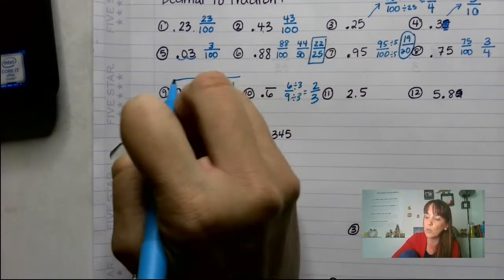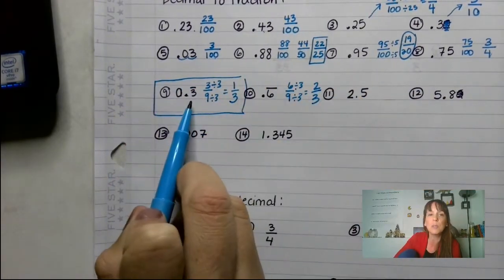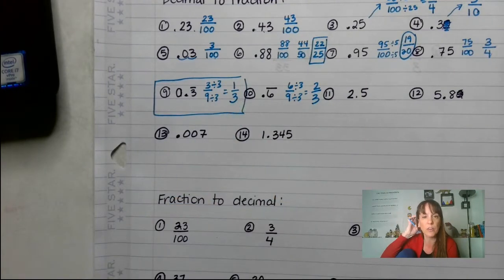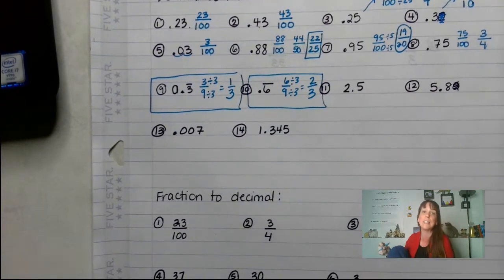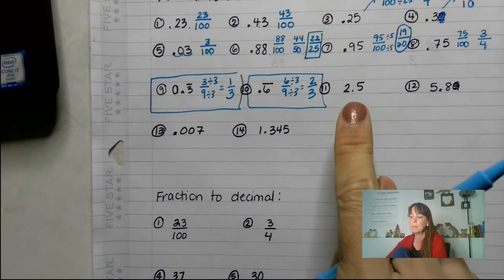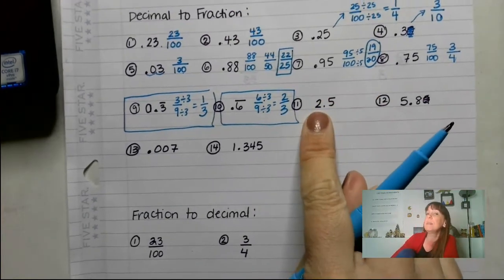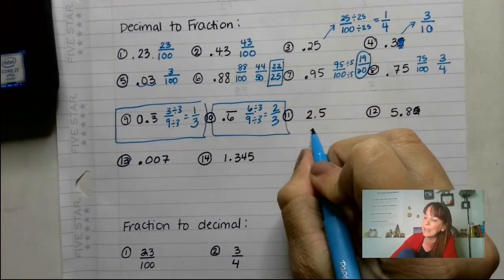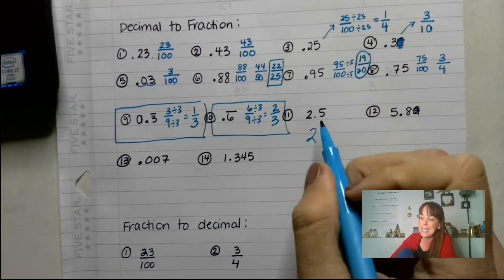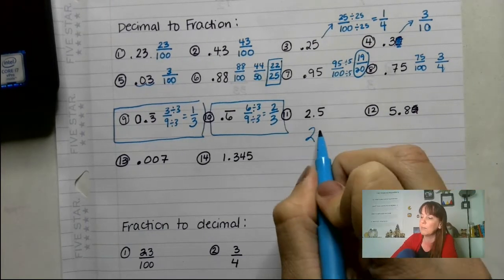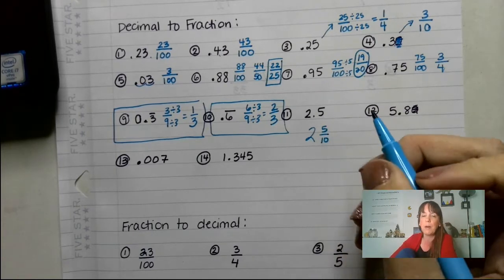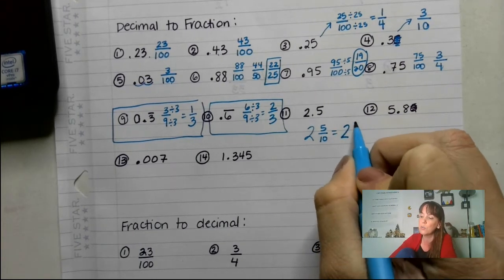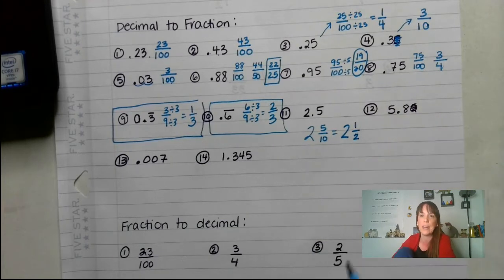These are ones that you're going to want to memorize. 0.3 with a line over it, repeating, is 1/3. 0.6 that doesn't stop, that's 2/3. Those ones are important in addition to your quarters, your 25, 50, 75. Like right here, now, I have a mixed number here. It's going to be 2 and 5/10, because we move it one time, 5 over 10. Of course, we want to reduce this fraction, divide the top and bottom by 5, and I end up with 2 and 1/2.